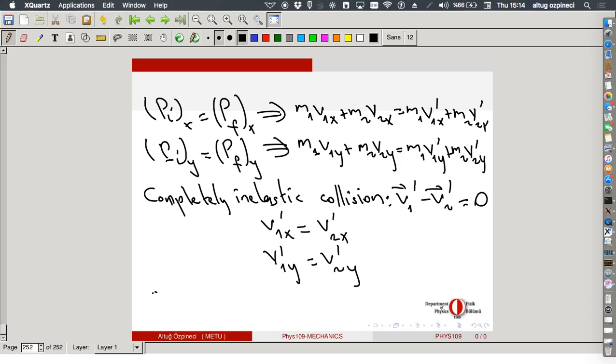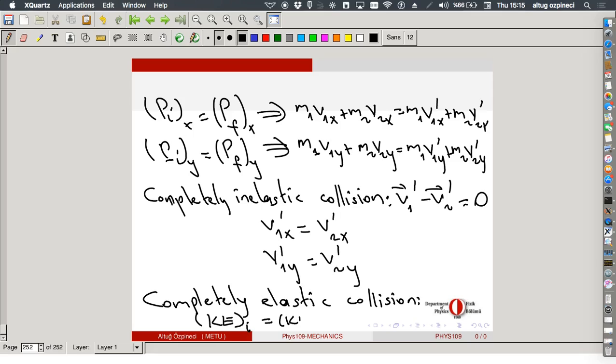And the other limit is completely elastic collision, in which case, the initial kinetic energy is equal to the final kinetic energy. How many equations are there here? 1 or 2? I is the initial, F is the final. 2 equations? This is just 1 equation.